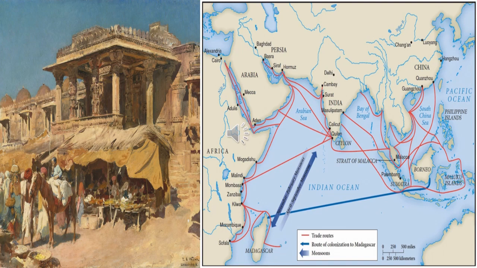Finally, the major ports such as Surat, Masulipatnam, and Calicut were the nodal points in international and maritime trade. They became important ports in international and maritime trade in medieval India.